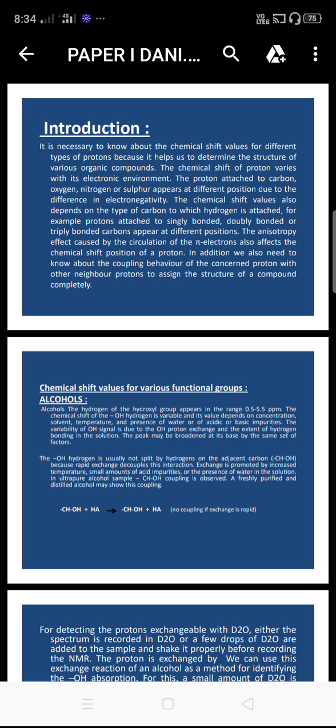For example, protons attached to singly bonded, doubly bonded or triply bonded carbon appear at different positions. The anisotropy effect caused by the circulation of the pi electrons also affects the chemical shift position of a proton. In addition, we also need to know about the coupling behavior of the concerned proton with other neighbor protons to assign the structure of a compound completely.